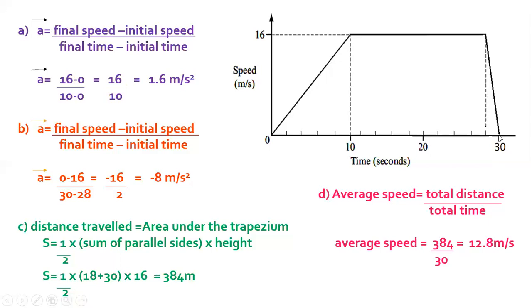And at the end, my speed is 0, along the y-axis, and my time is 30. So I'm going to put the values of final speed 0 minus initial speed 16, final time 30 minus initial time 28. I solve it, I get the answer of minus 8 meter per second square. This should have been a minus sign because, as the question says, it is the deceleration during the last 2 seconds. So yes, I was expecting a minus sign.